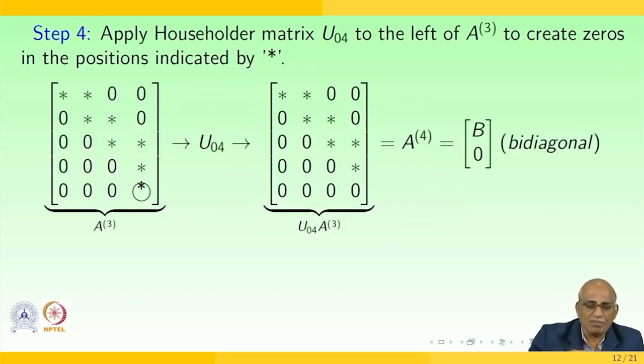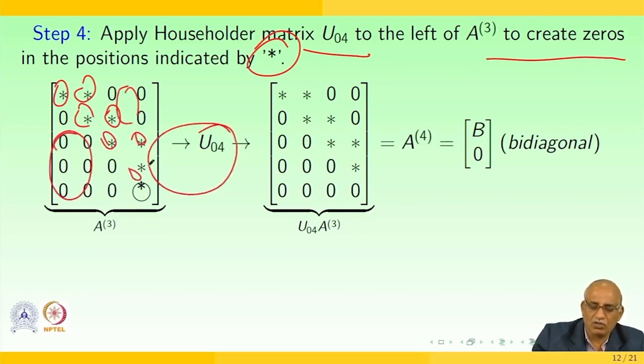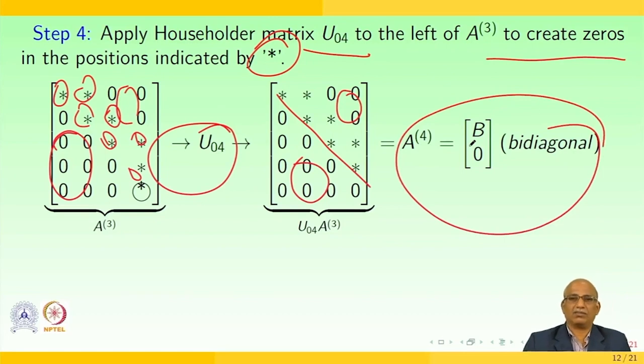So in step 4, apply Householder matrix U04 to the left of A3 to create zeros in the positions indicated by star. So you will have star, star, star, star, star, star, star like this, and the rest are zeros. When you apply U04, these are all zeros, so this becomes a bidiagonal matrix.